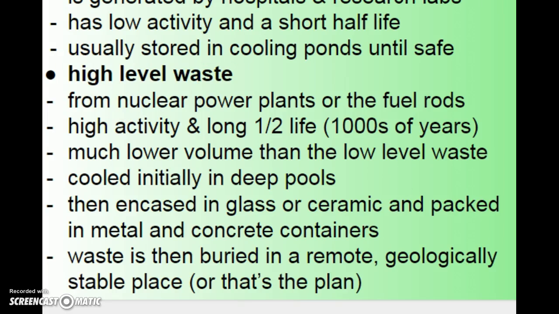So that kind of summarizes the issues going on with soil and waste in general.